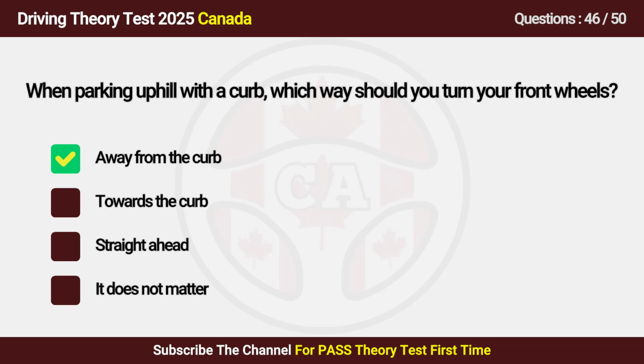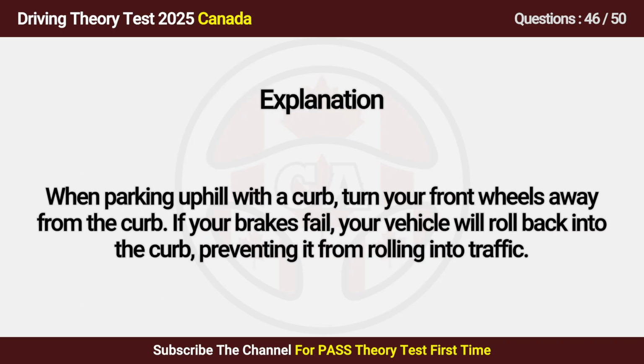Answer is A. Away from the curb. When parking uphill with a curb, turn your front wheels away from the curb. If your brakes fail, your vehicle will roll back into the curb, preventing it from rolling into traffic.